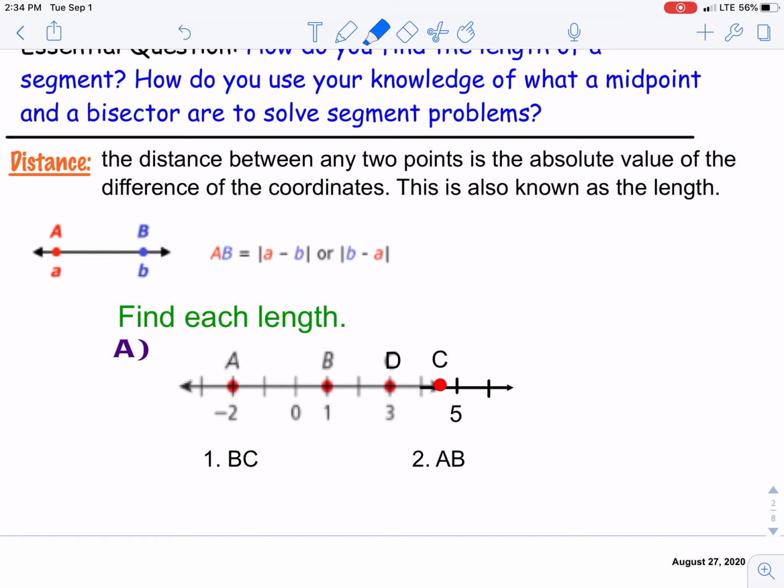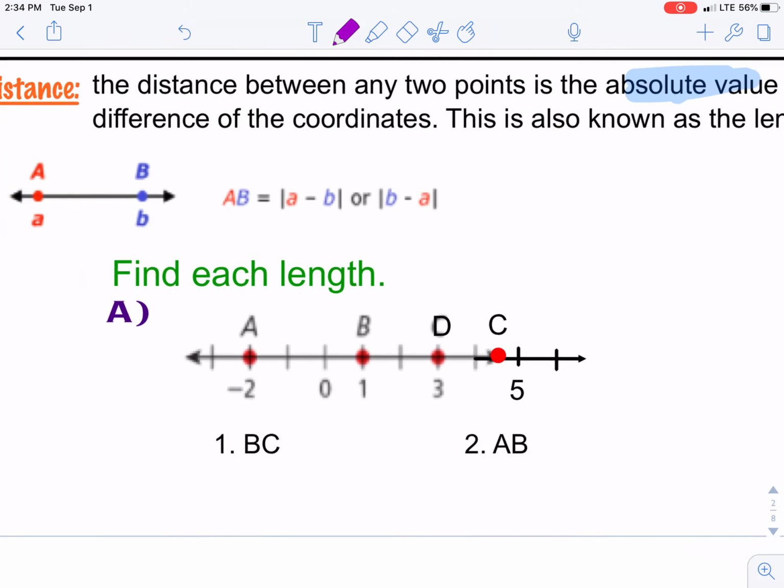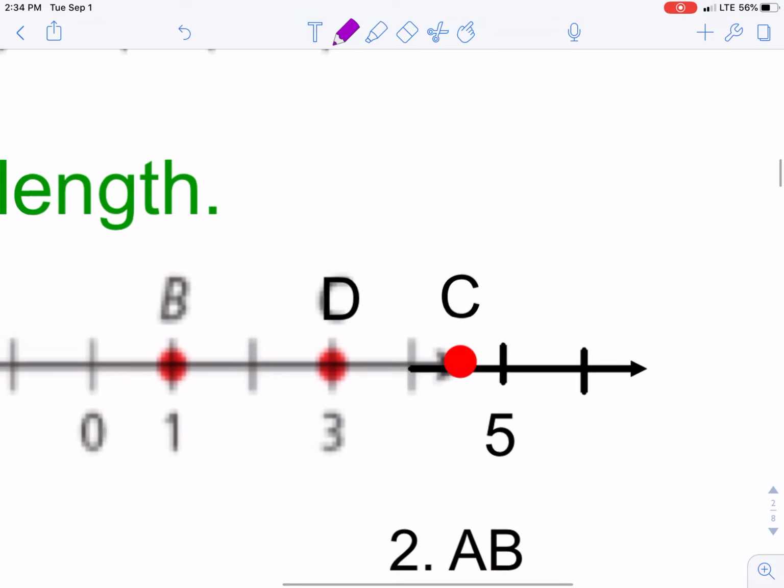Easy way to do it, find out where they're located on the number line, subtract the values. Since we can't have negative distances, that's why in the directions it says right here, take the absolute value of it. So I'll show you what we're talking about. All right, we're going to go from B to C. C is, we're going to say in between 3 and 5, and here's 4. So we're going to say this is 4.5.